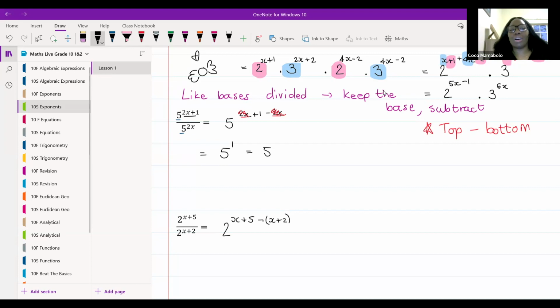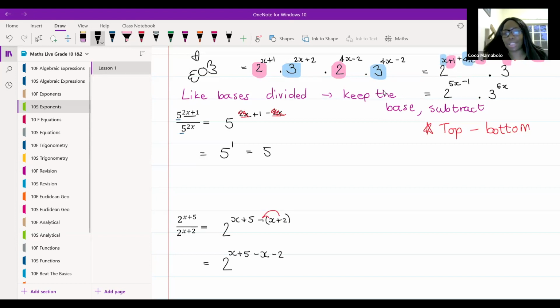Okay, so now I'm going to distribute that negative in. I'm going to get 2 to the power of x plus 5. And what I'm now going to do is take this negative here and distribute it in. I'm going to get negative times x and negative times positive 2. So negative times x will give me negative x and negative times 2 will give me negative 2.